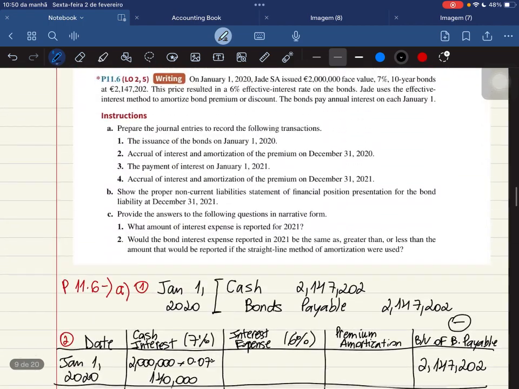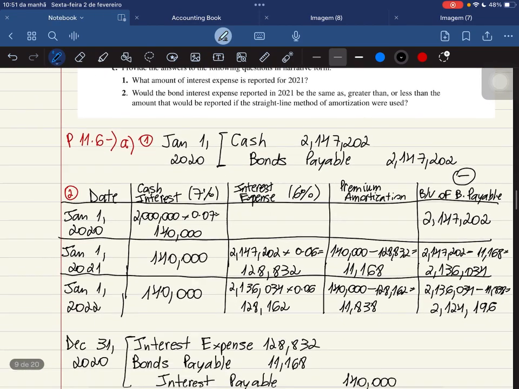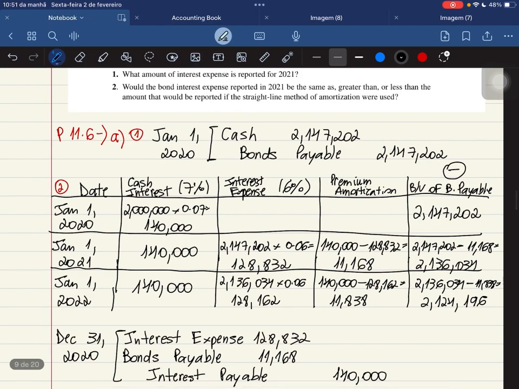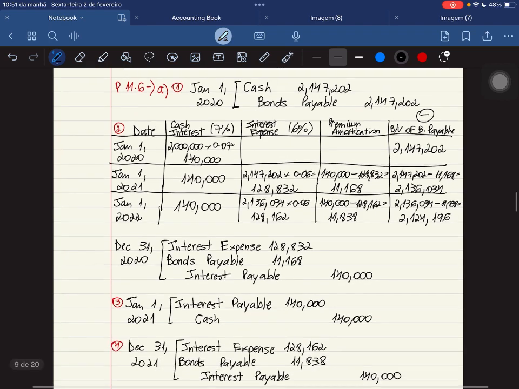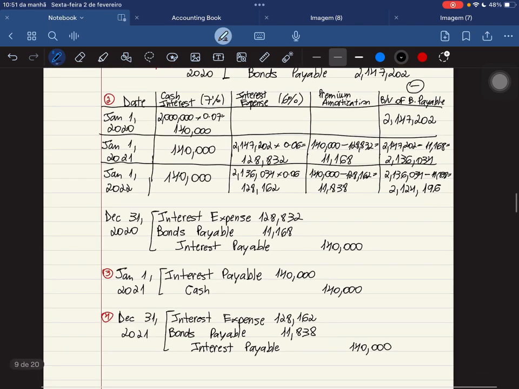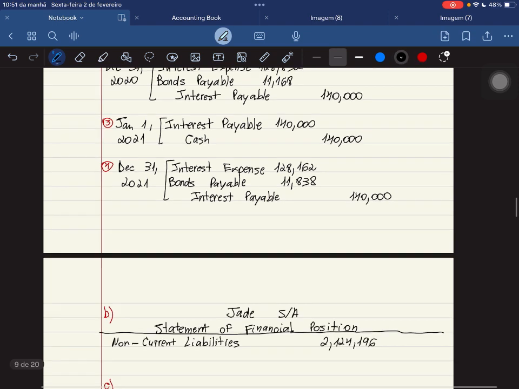C. Provide the answers to the following questions in narrative form. What amount of interest expense is reported for 2021? Let's take a look over here. Amount of expense reported for 2021. If you take a look over here, where is it? This is the ending of the year of 2021, right? And they're asking for interest expense, not payable, expense. So it would be this one.